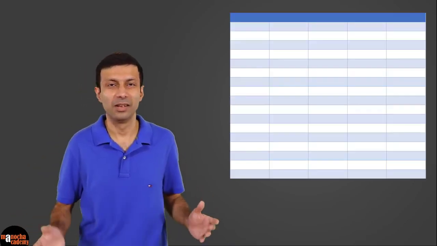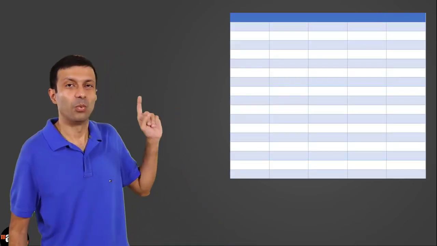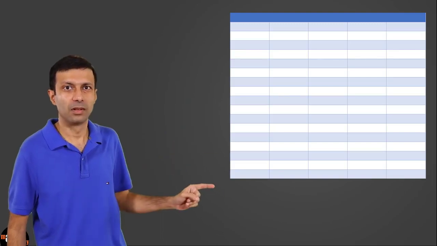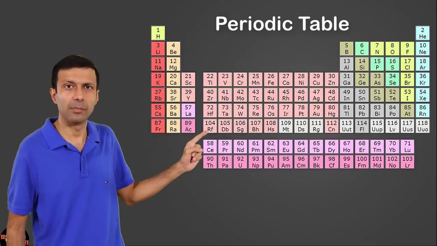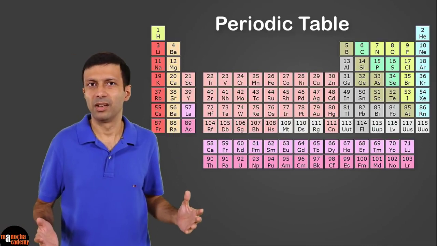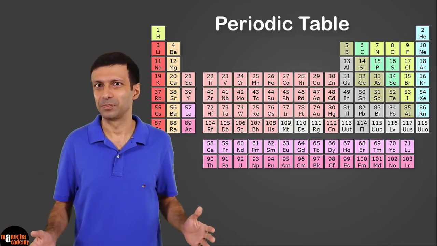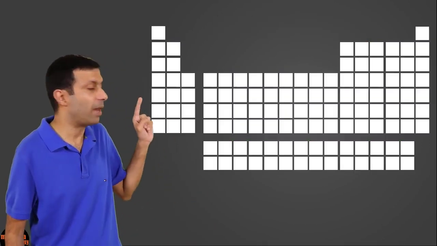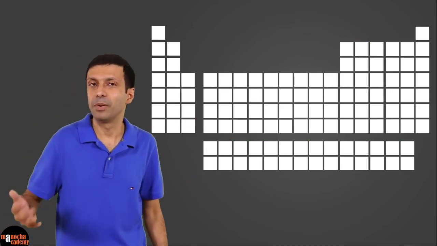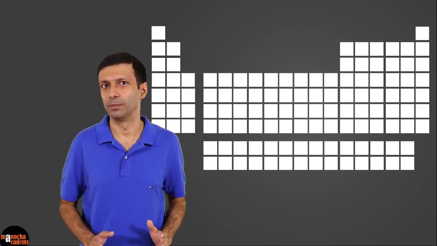Normally, when you draw a table, it looks something like this, with rows and columns. But if you take a look at our periodic table, it has a strange shape, and we are going to see why. As I said, we'll start with a blank table and we are going to fill it up as we go along in this video.